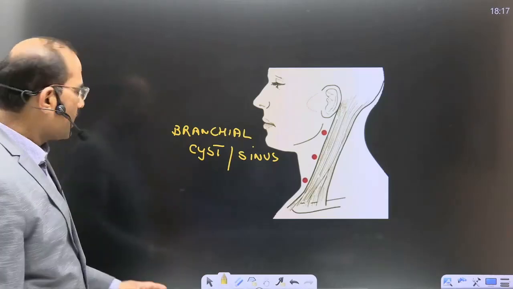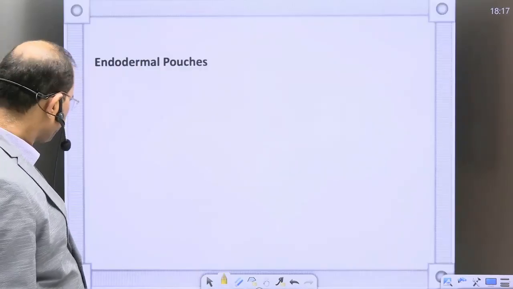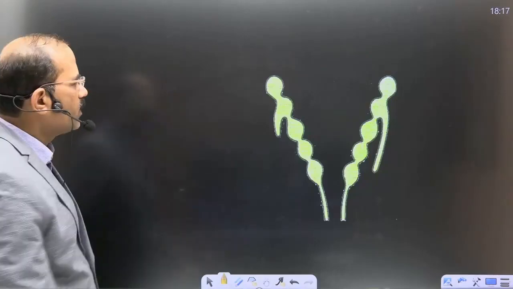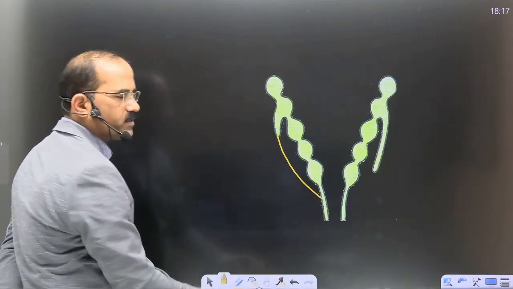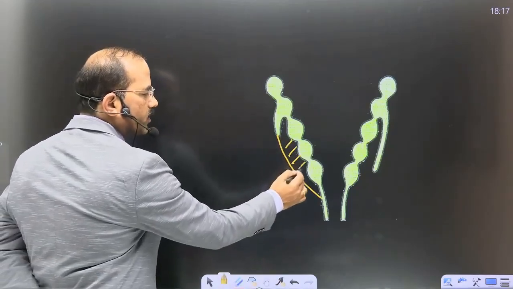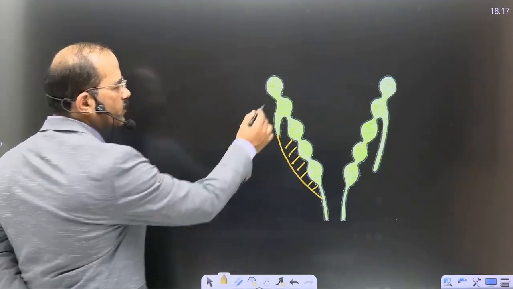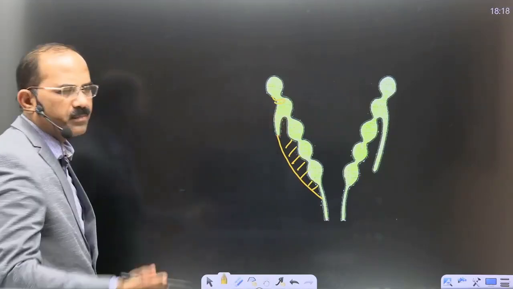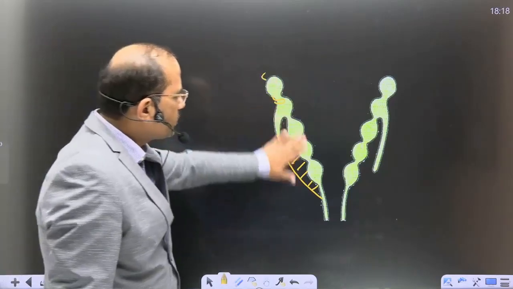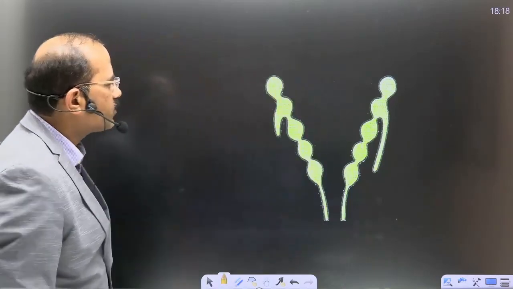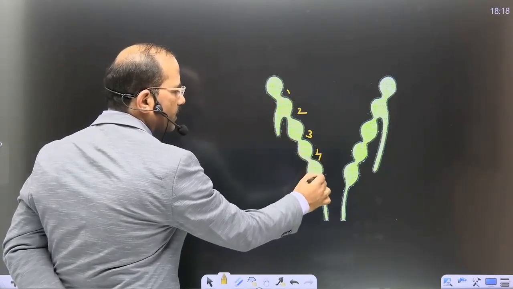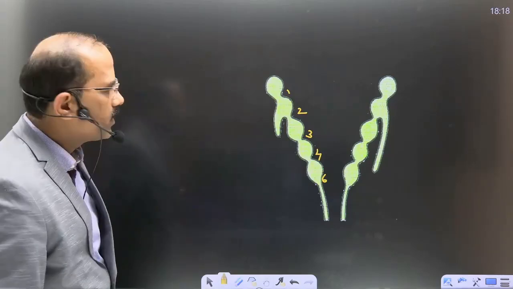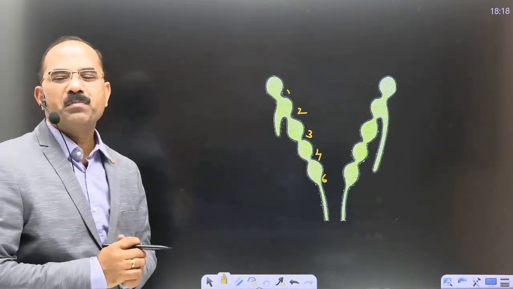Now coming to the endodermal pouches. Students, understand this now. So look here, this is the second ectodermal cleft which will grow down and fuse like this. So the rest of the clefts will get buried below this. The first is going to form the external acoustic meatus. That's it. Now coming to the endodermal pouches. That's the first endodermal pouch. Here first, second, third, fourth, and the last one is the sixth. The fifth is gone. So what happens to these endodermal pouches, students?